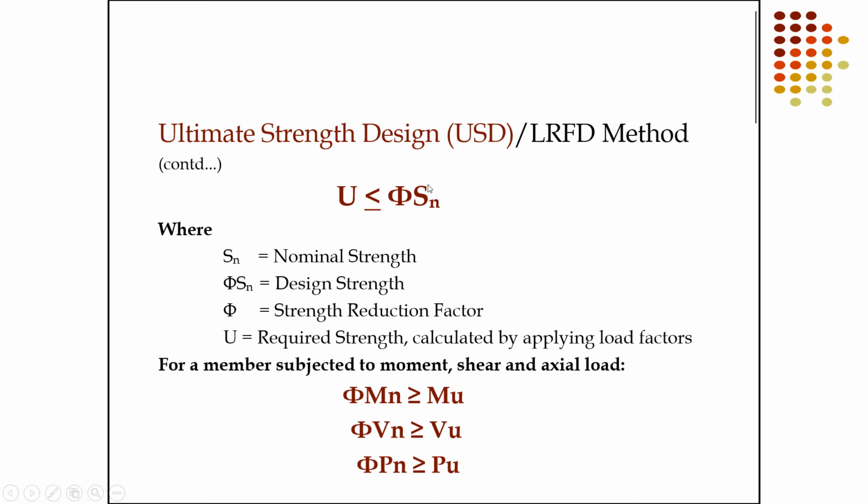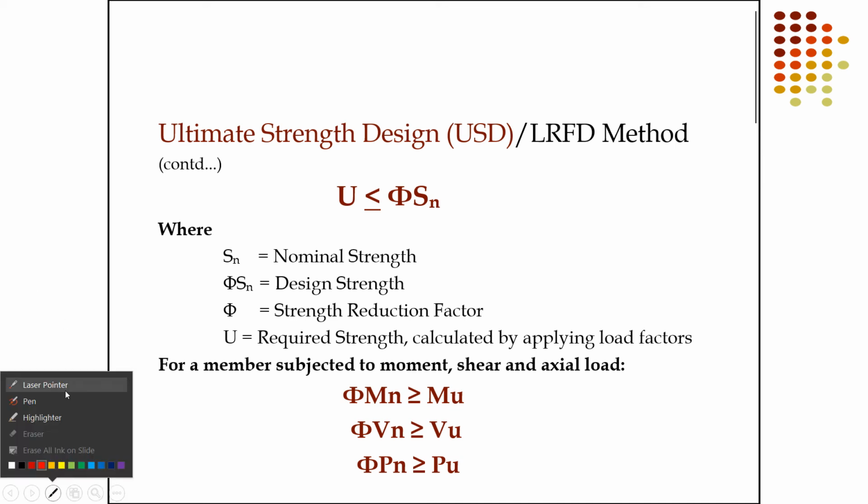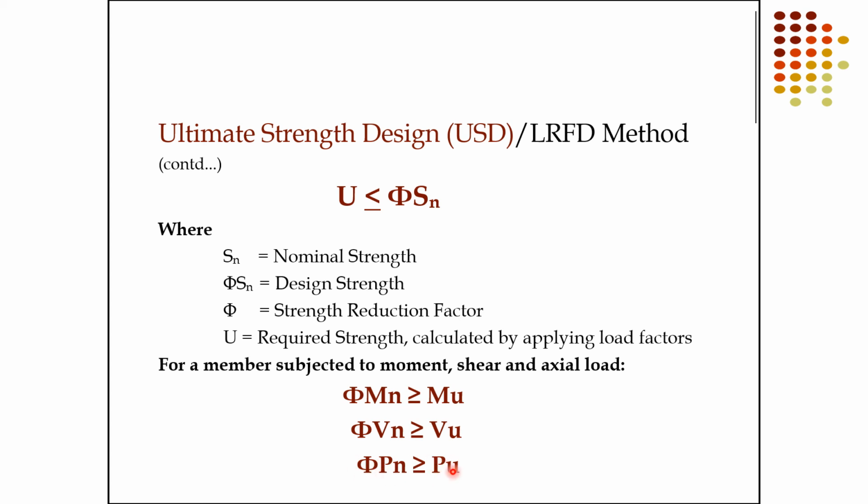The right side part should be greater than or equal to the left side part, meaning the material strength should be greater than the applied load. In our members mainly three forces are there: axial, shear and moment. So our axial capacity should be greater than the applied axial load, our shear capacity should be greater than the applied shear, and our moment capacity should be greater than the applied moment. That's how the ultimate strength design technique works.